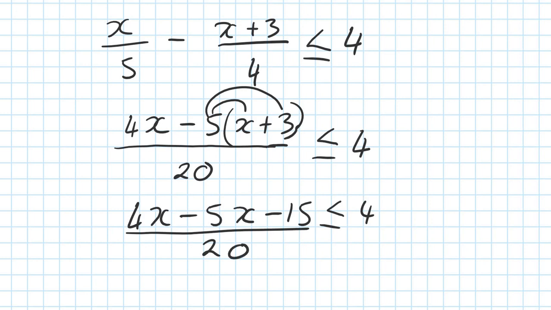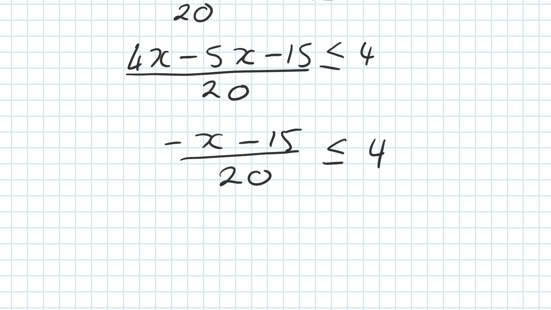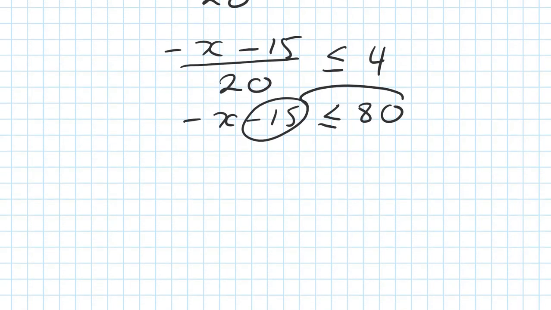So now 4x minus 5x is minus x, minus 15, is over 20 is less than or equal to 4. So I times 20 both sides, which is minus x minus 15 is less than or equal to 80. So I move this to the other side, that becomes plus. So 80 plus 15 is negative x is less than or equal to 95. So I times by negative 1, times by negative 1 both sides, which is x.